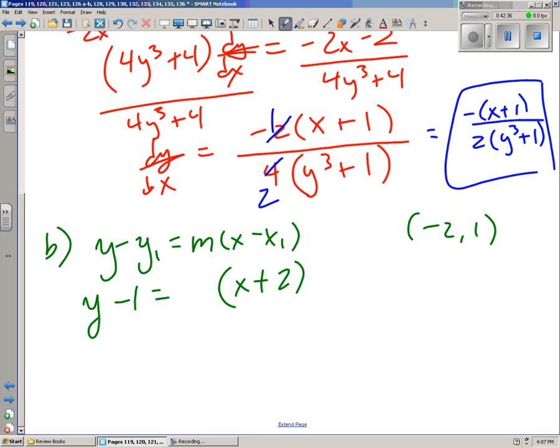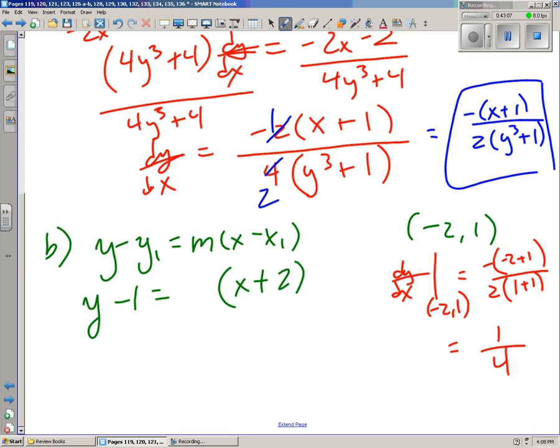Now we need to figure out what the slope is. Well, we're going to turn to the derivative for the slope. So the derivative evaluated at the point negative 2, 1 is equal to the negative value of negative 2 plus 1 over 2 times y cubed, which is 1 cubed, which is 1, plus 1. Negative 2 plus 1 is negative 1. The negative of that is positive 1. Over 2 times 2 is 4. There's your slope. Ta-da! Done.